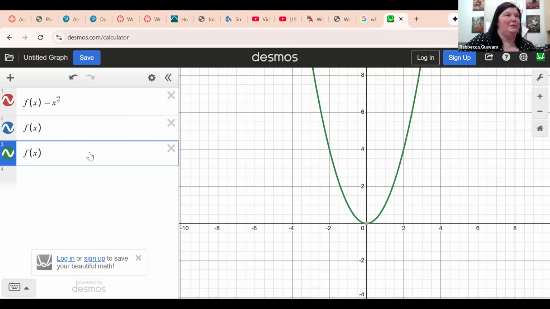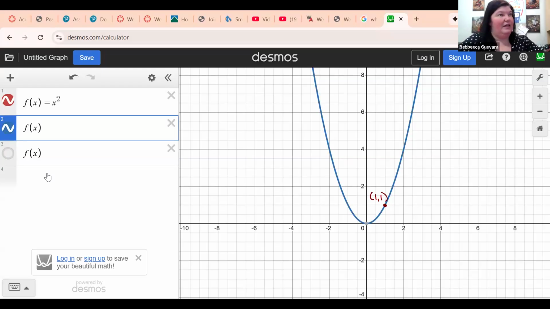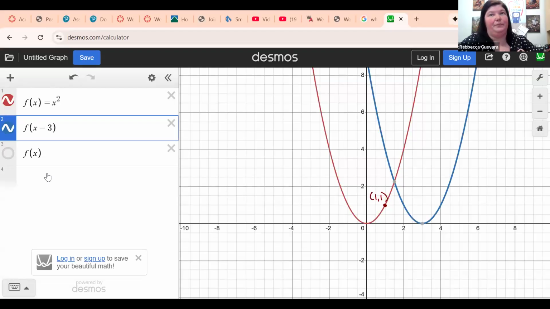So going back to, let me turn these ones off for a second. Go back to f of x is equal to x squared plus 2. We're going to pick our favorite point again, at 1, 1. We know that is on x squared. So this time we're going to go directly inside of x, and we're going to subtract 3.